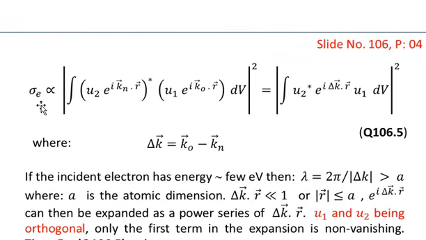So sigma E is proportional to the absolute square of the integral containing the product of u2 e to the power iota kn dot r, that is the complex conjugate of this quantity, multiplied by u1 e to the power iota k naught dot r, and the integration is performed over the volume element dv.